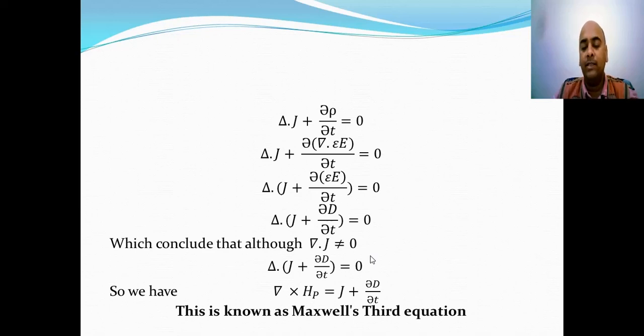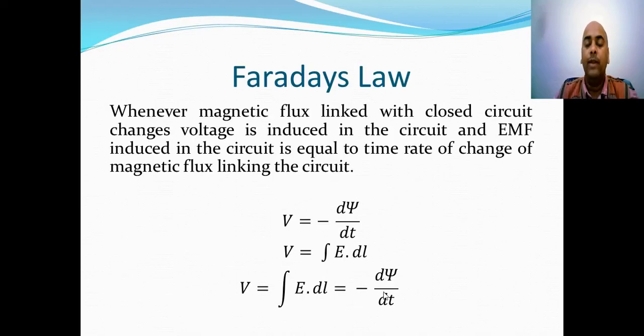So the revised Maxwell's third equation becomes that it is not only that curl of H is equal to J, the revised equation becomes curl of H is equal to J plus ∂D/∂t, because again if we take divergence on both sides then we get the same value, that is 0. So this is known as Maxwell's third equation in differential form. So next is about Maxwell's fourth equation.